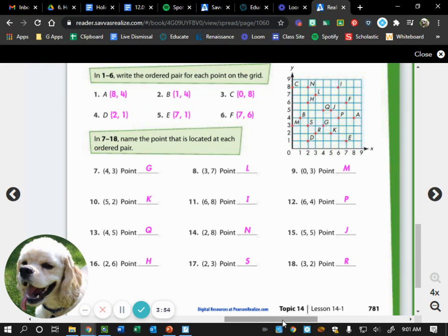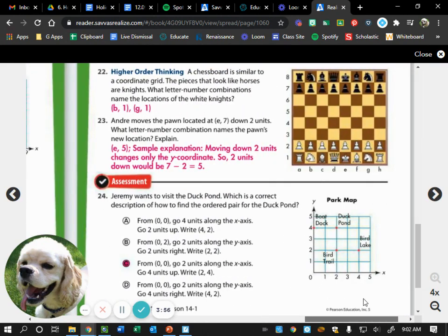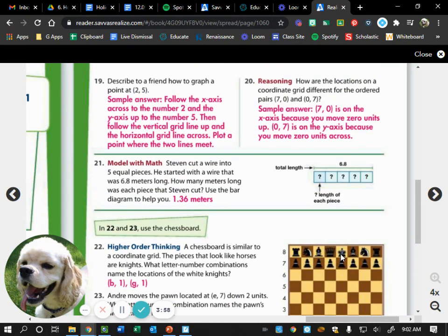All right, let's move on to 782. So we had 2 problems on 782. We had 20 and 24. So for number 20, they asked, how are the locations on a coordinate grid different for the ordered pairs 7, 0 and 0, 7? So your answer may have been a little different, but basically 7, 0 is on the x-axis because you moved 0 units up, because that 0 is on the y-axis. You're on the x-axis. 0, 7 is on the y-axis because you moved 0 units across.